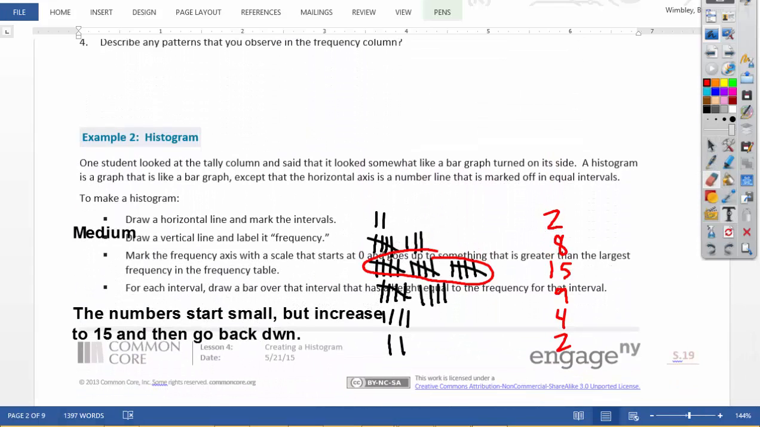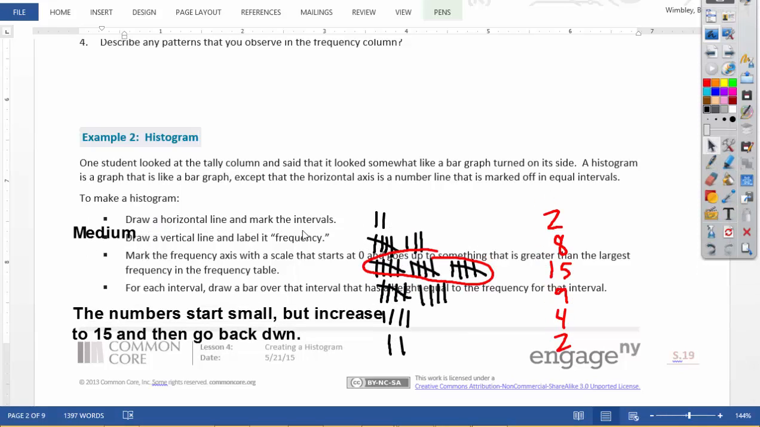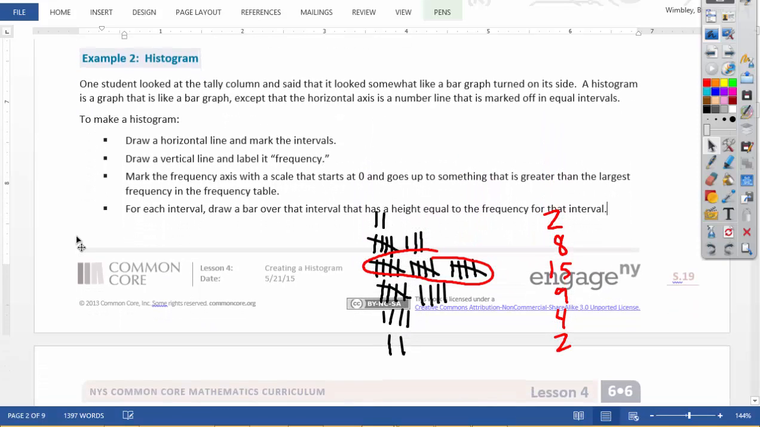All right, a student looked at the tally column and said that it looked like a bar graph turned on its side. A histogram is just like a bar graph, but there's one difference. The horizontal axis is a number line that is marked off in equal intervals. So this is our key part.